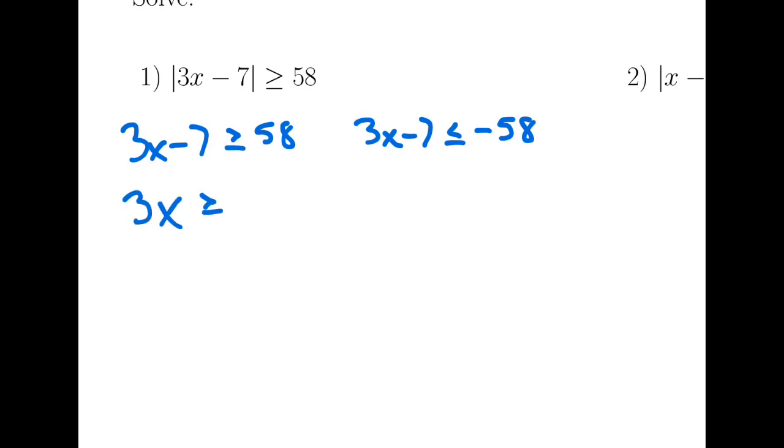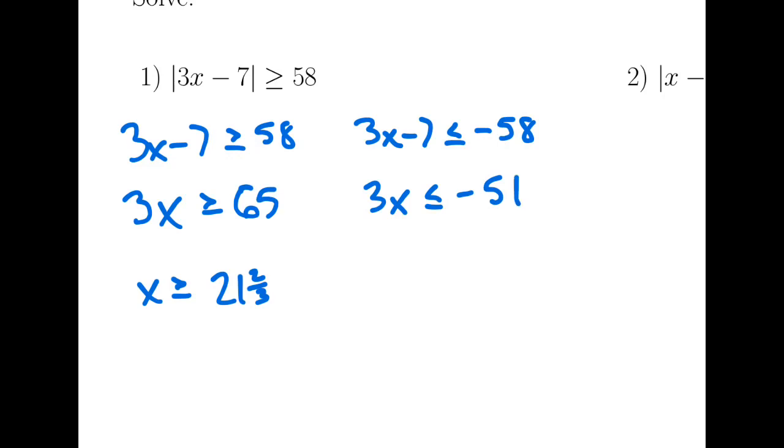So add 7 to both sides. Now what does that get us? 65. And then divide by 3. And x has to be greater than or equal to 65 divided by 3, which is 21 and 2/3. And then on the other side, add 7, and we get less than or equal to, what would that be? A negative 51. Divide both sides by 3, and x is less than or equal to, is that 17? Oops, 51 divided by 3 is 17.